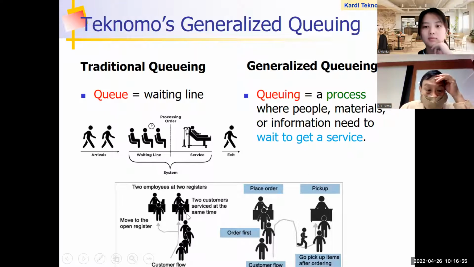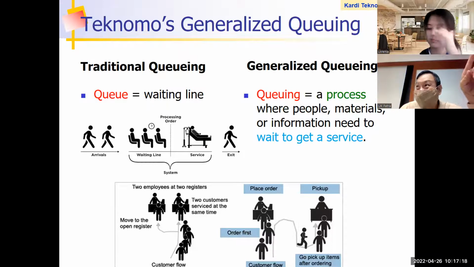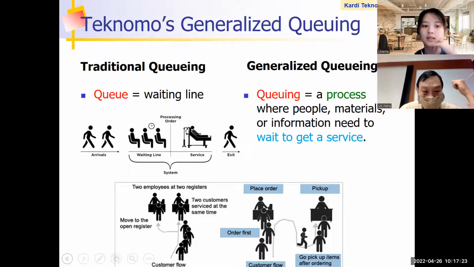So instead of a waiting line, you generalize queuing as a process of things that wait to get the service. With that abstraction, you can start to think of anything as a queuing system. Anything that needs to wait is a queuing system. Is it clear or not? Yeah, it's clear.